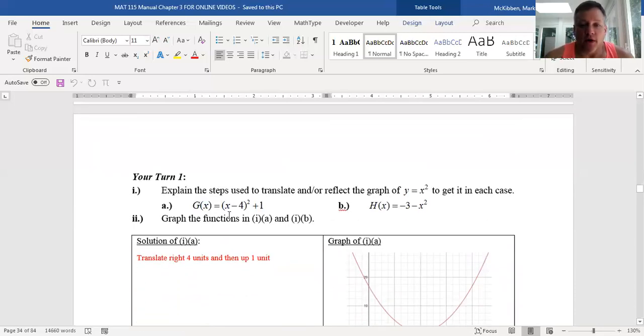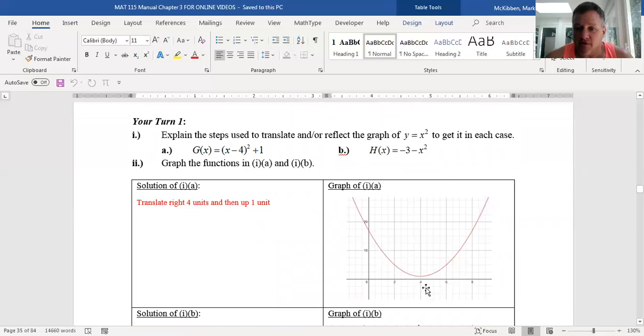Okay, so for the first one, remember you're going to start here at x². I'm going to move it right 4 and then up 1. And so the graph, it's a little bit hard to see the scale as it is, but the vertex is at (4, 1). The axis of symmetry is the vertical line through that point, so it's x = 4, and it opens up because I never multiplied the squared term by a -1.